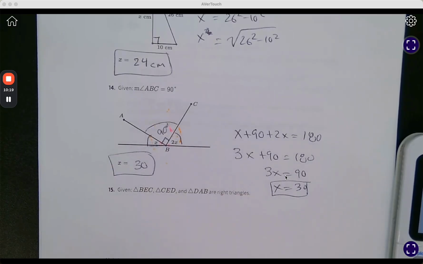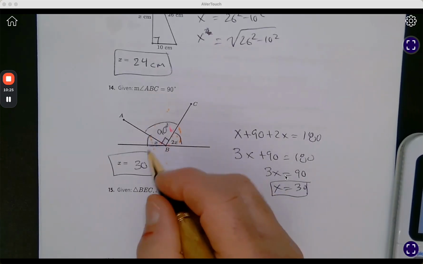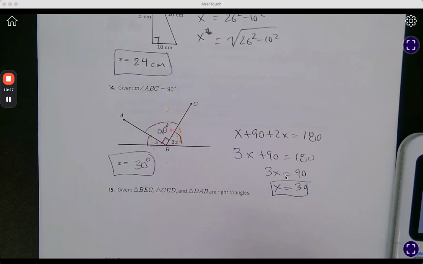Let's go. Let's go. Because x represents that, I'm going to call it 30 degrees. All right?